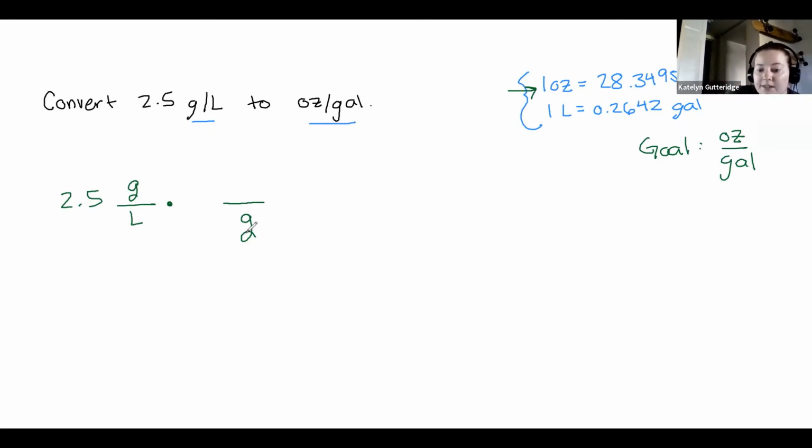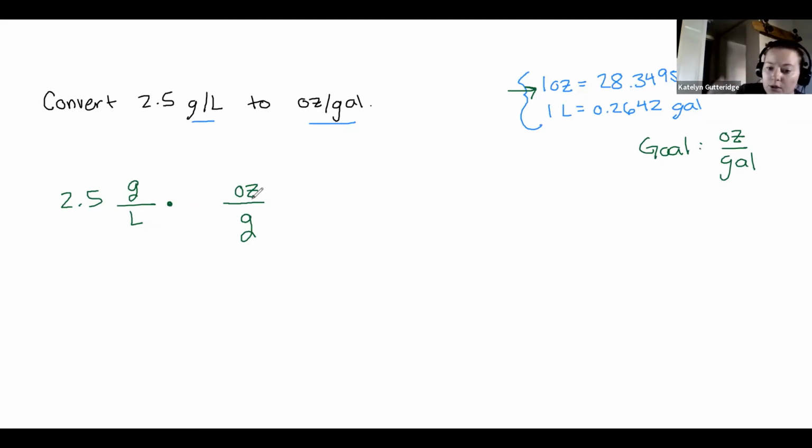If I put grams in the denominator, then I need to put the other units in that conversion factor in the numerator. So grams goes in the denominator. That means ounces has to go in the numerator. I put the grams in the denominator so we can divide out the grams, and this is forcing my ounces to be in the numerator.